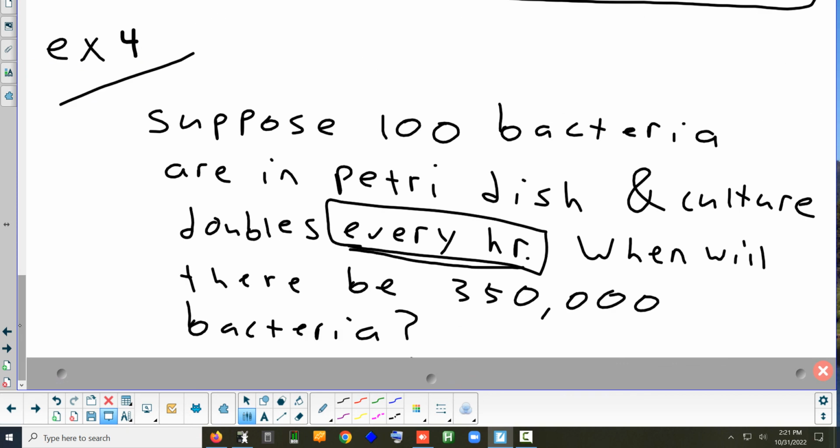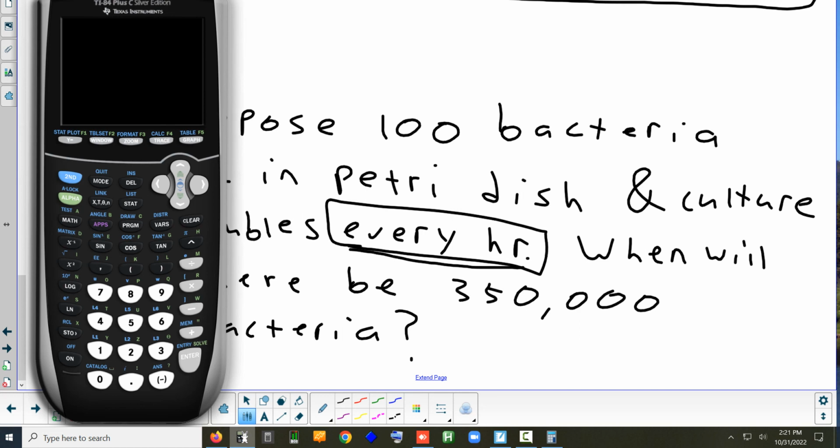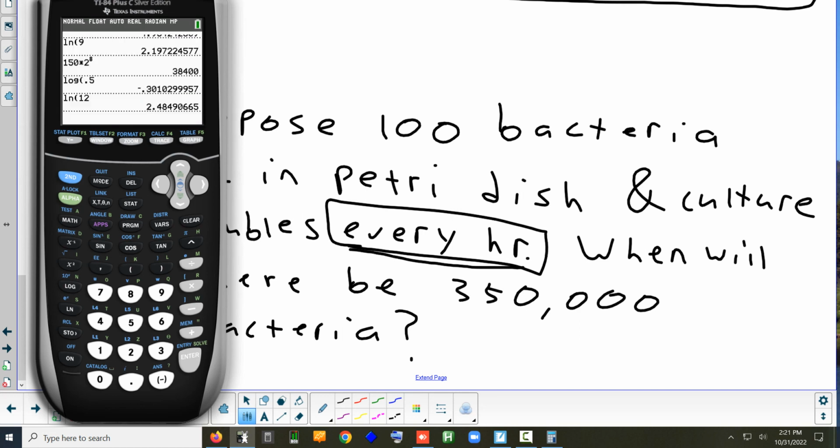Okay, so it says, when will we hit 350,000 bacteria? And I can do a quick estimate with my calculator. If you want to get a rough idea, take 100 times 2. So after 1 hour, I'll have 200. After 2 hours, I'll have 400, 800, 1,600. So I can figure it out pretty quick, and it's not going to take that long to hit 350,000.